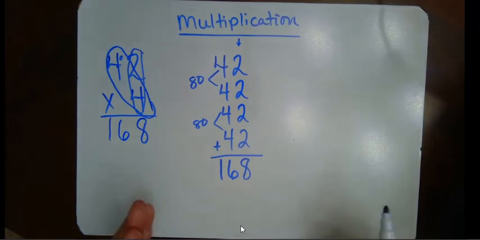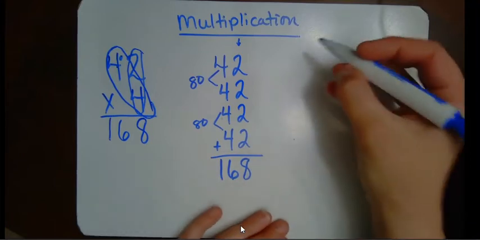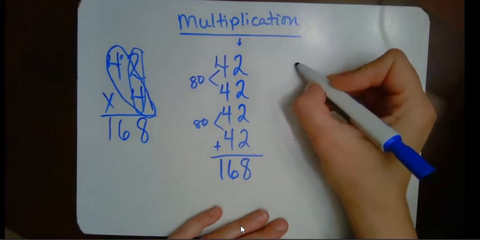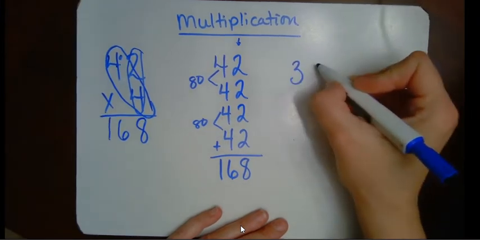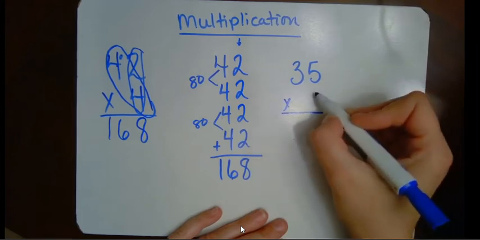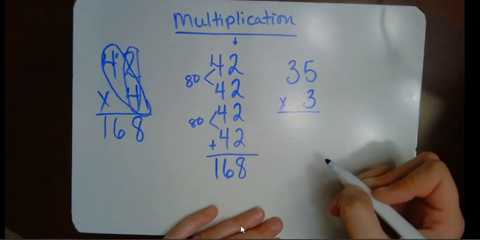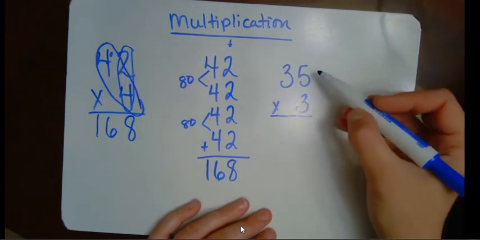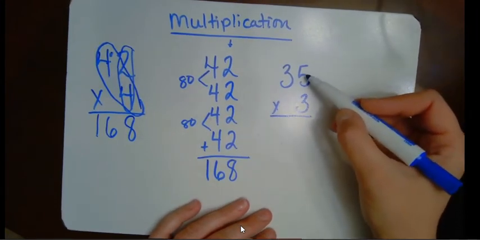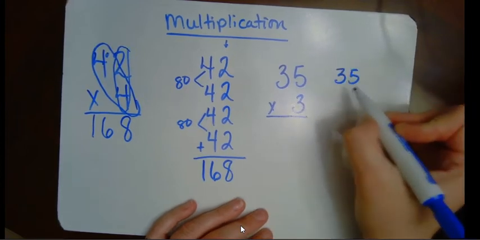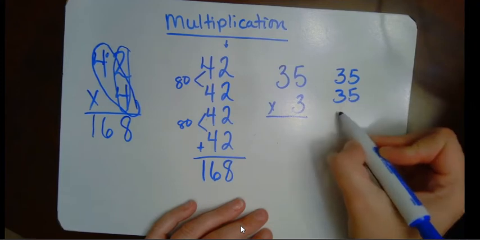Now let's say that we have a problem where we need to regroup. So let's say, for example, we have the problem, let's do 35 times 3. I'm giving you some easy problems. So again, this means that we're adding 35 three times. So let's write that as an addition problem to help us understand the algorithm.